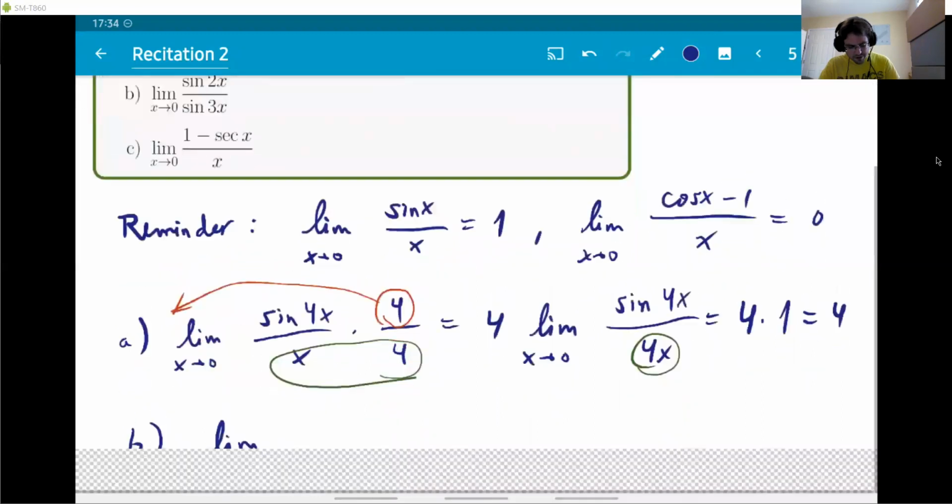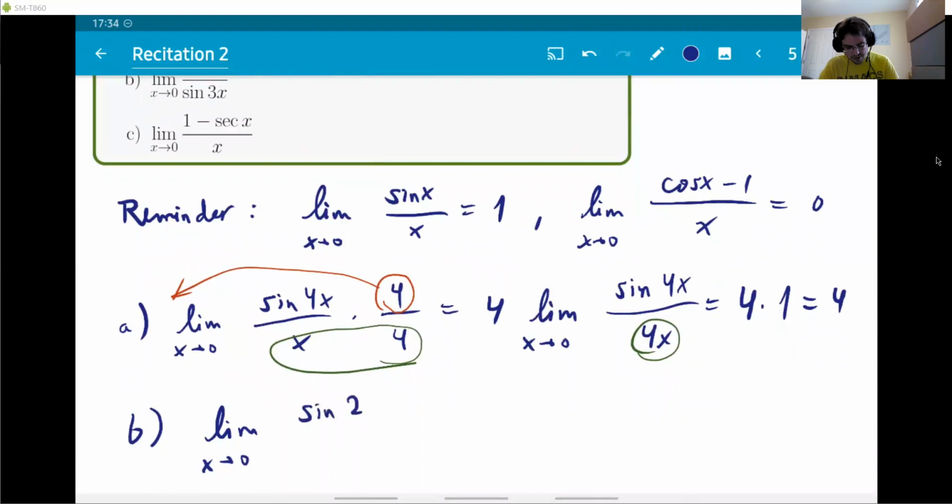You have sine of 2x over sine of 3x. This is also a 0 over 0 if you plug in. So you know a simplification needs to happen. And unfortunately, unless you know a formula for the triple angle for sine, there's not much you can do here. And if you ask me, I don't even know that formula from the top of my head. It's not very common.